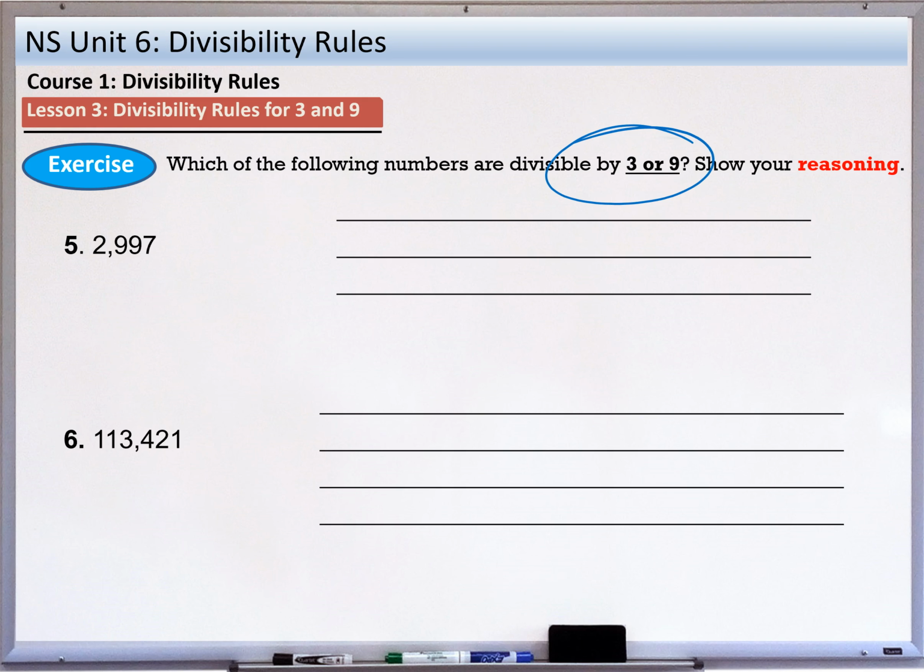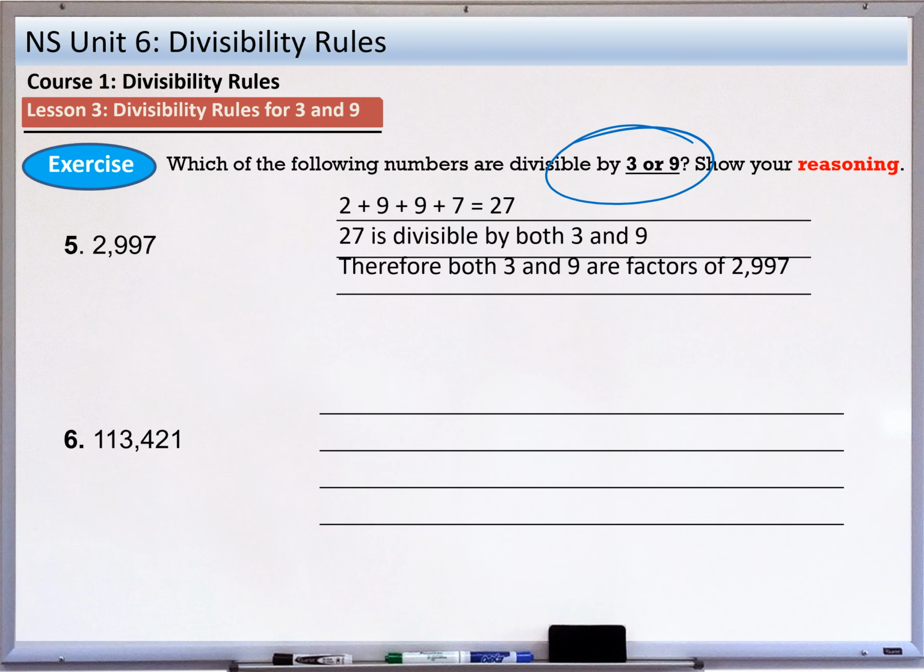So let's see if these numbers are divisible or not divisible by 3 or 9 or both or neither. So 2997. We're going to take the sum of the digits and see what the factors are. So 2 plus 9 plus 9 plus 7 is 27. Well, since 27 can be divided evenly by both 3 and 9, that means that 3 and 9 are both factors of 2,997.